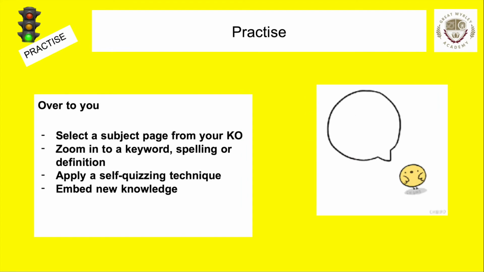Now it's your turn. Using your knowledge organiser, find a subject page that you want to work on. Identify a keyword or definition that you know you'll need to remember. Go to the back of your knowledge organiser, about page 111, and design a flashcard for your definition. Alternatively, you can use the lined paper at the back to try out the look, cover, check technique.